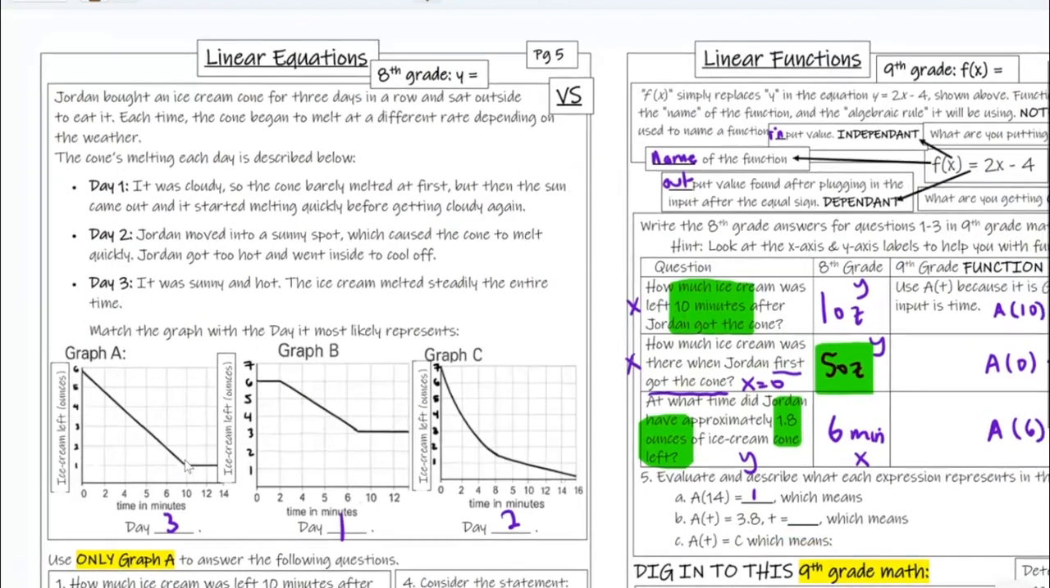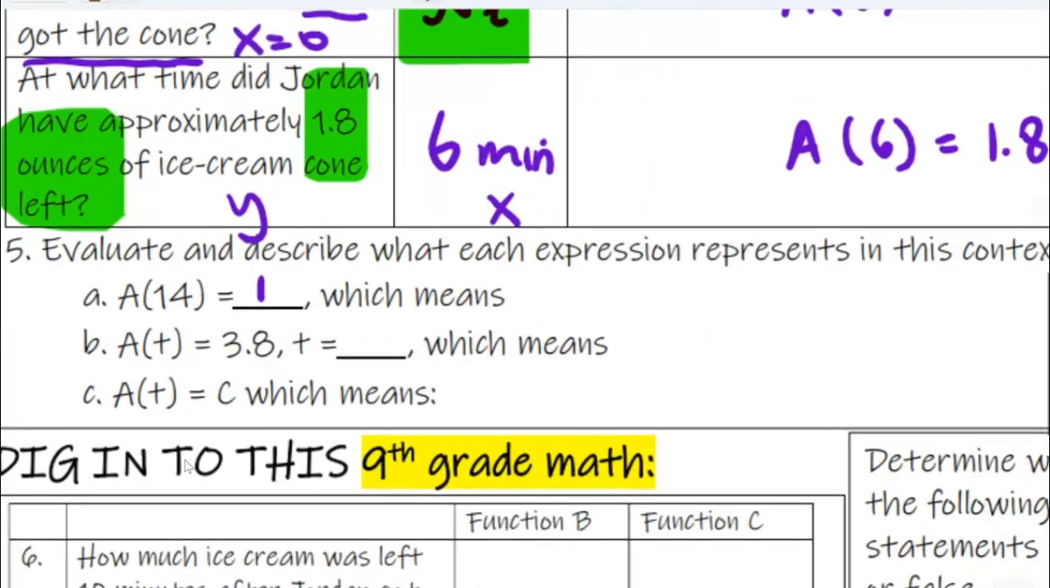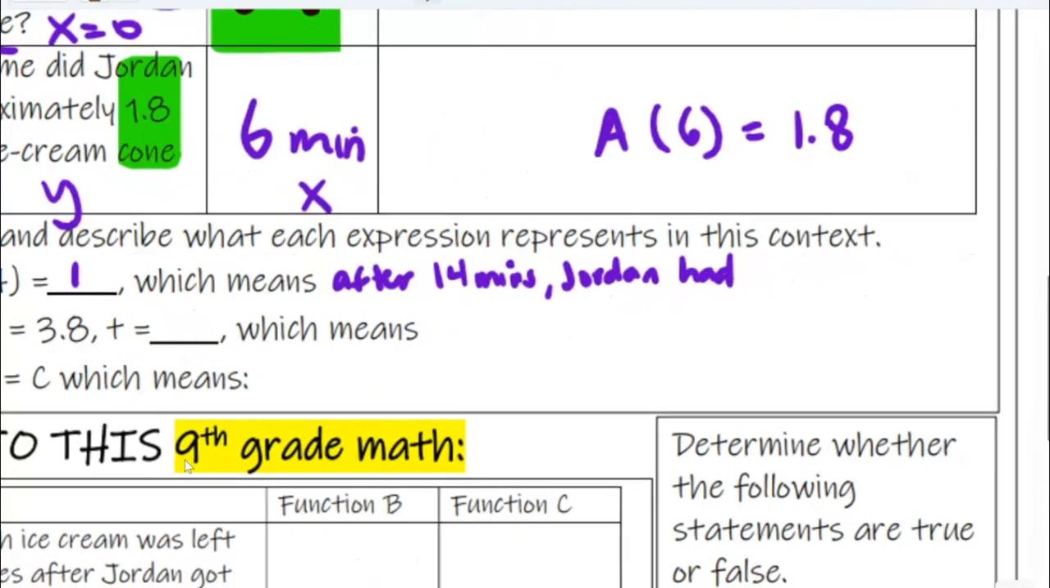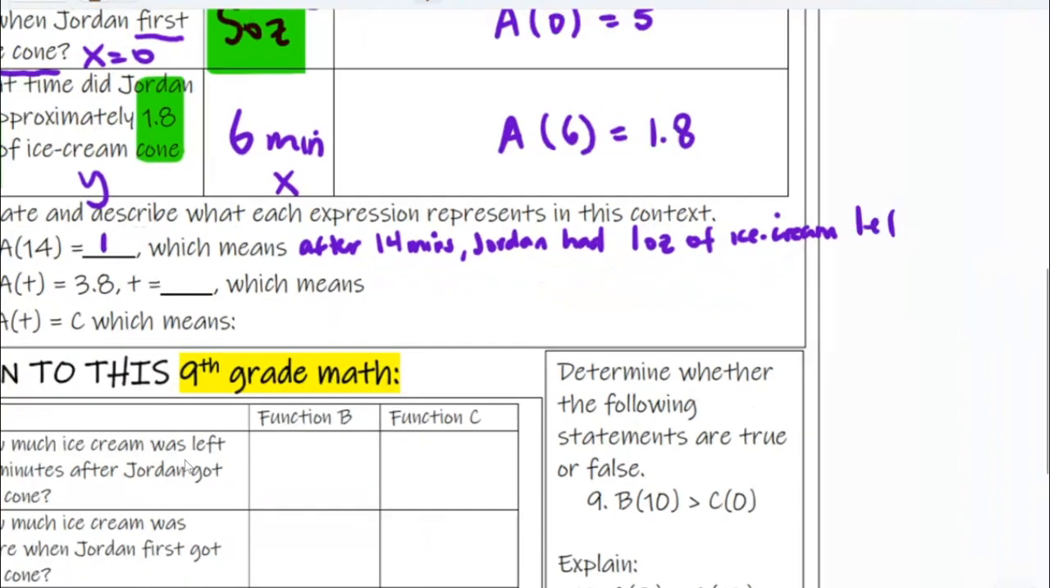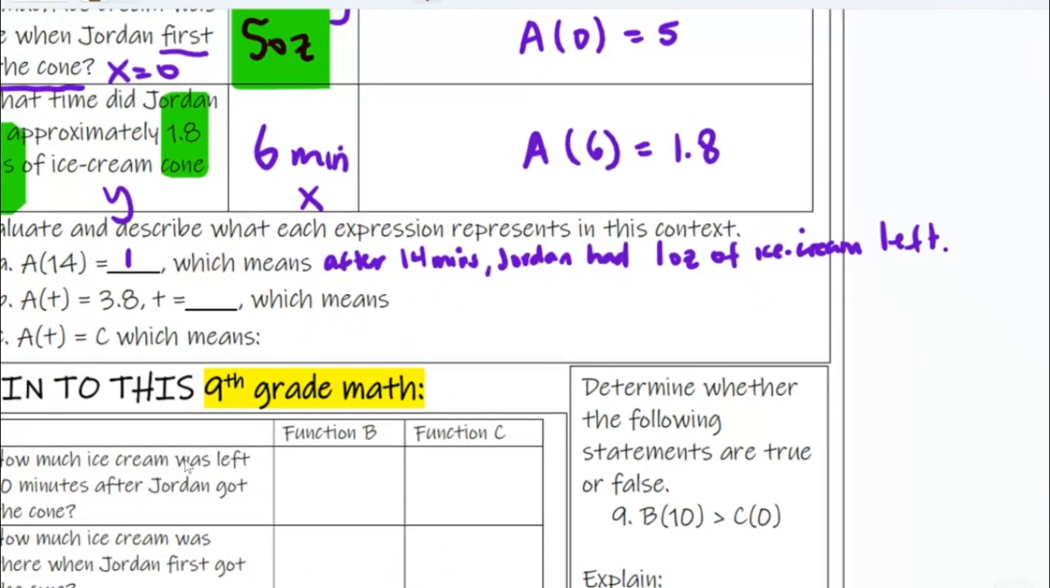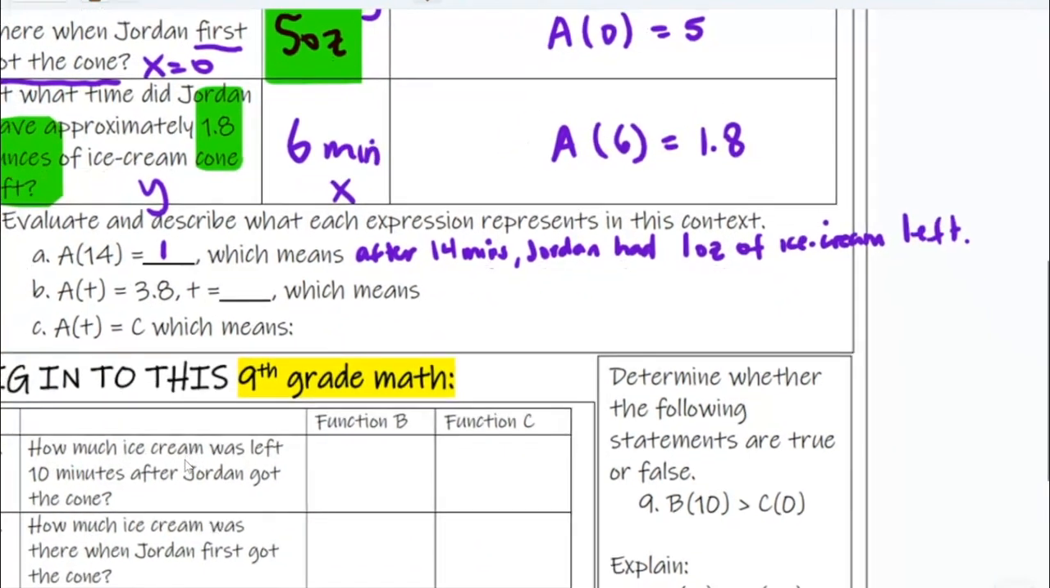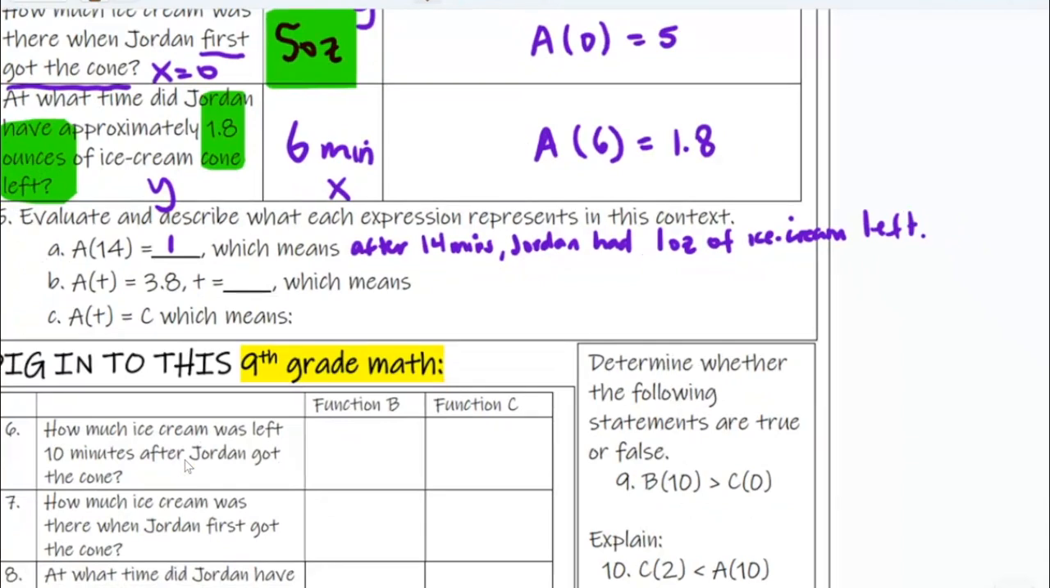Is it Jordan? Yep, Jordan. Okay, so which means after, and there are so many different ways you can write this, after 14 minutes, Jordan had 1 ounce of ice cream left. And try to use as much of the information given in the question as possible. And there's, again, 1,000 different ways for you to write it. So it doesn't matter as long as you're giving me the information. All right, let's do another one.